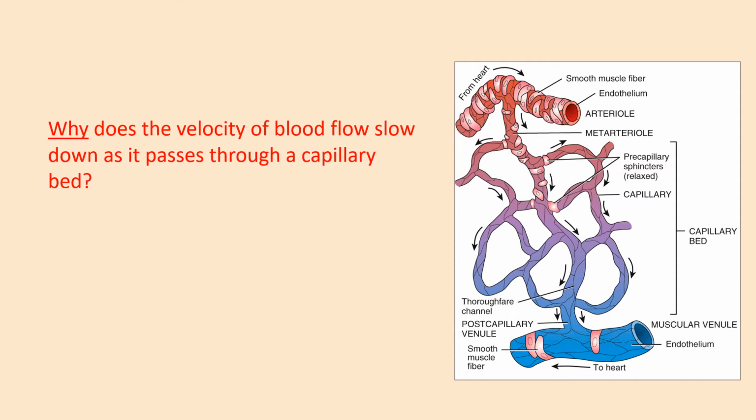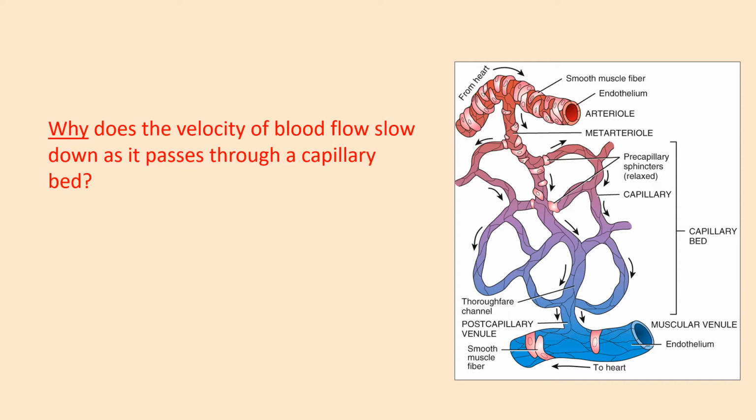We're also talking about the velocity of blood flow. Why does the velocity of blood flow slow down as it passes through a capillary bed? So if we look at the image, at the top of the image, we see an arteriole. And as blood flows through that arteriole, it's moving fairly quickly. And then as blood passes into that metarteriole and then makes its way through the capillaries, its rate of flow, its velocity slows way down. And then as it makes its way into the venule at the bottom of the screen, it starts to speed up. It flows faster. So how come?